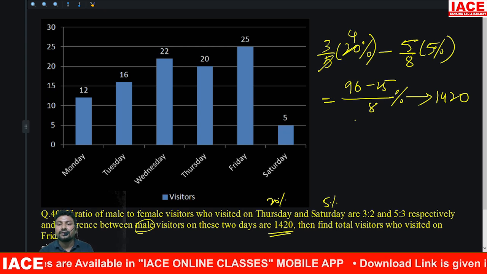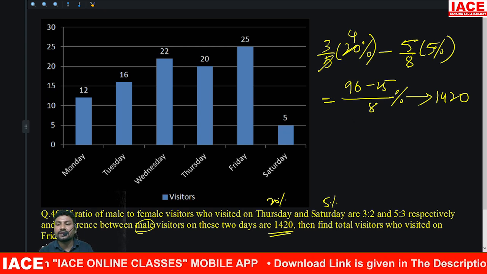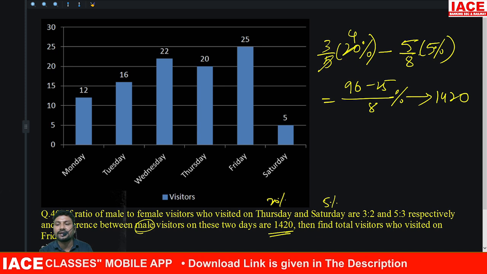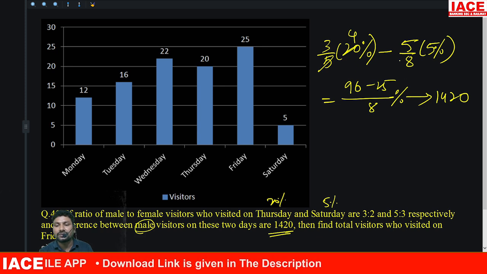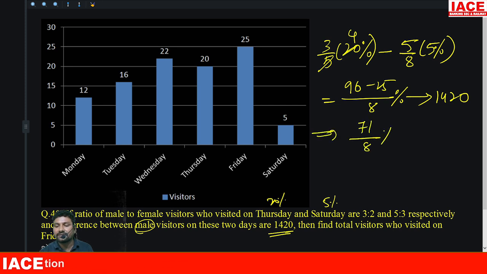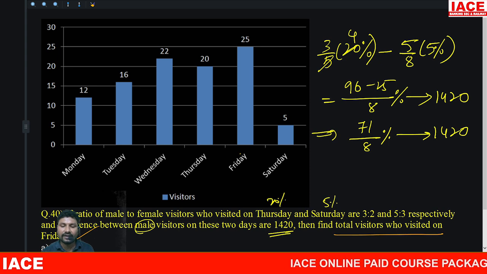1420. So 3/5 of 20%, 5/8 of 5%. 5 5 is 40. 40 will take 25. So 8 4s are 32, 32 3s are 96. 96 minus 25 means how much percentage? 7/8% equal to 1420. The question is, then find the total visitor who visited on Friday. Friday is how much percentage?